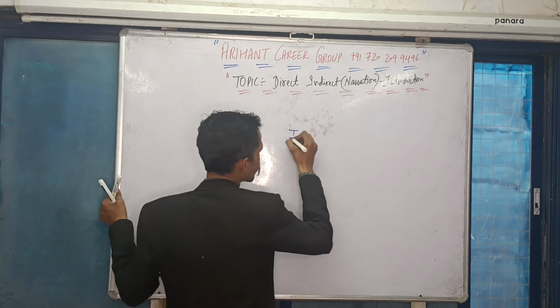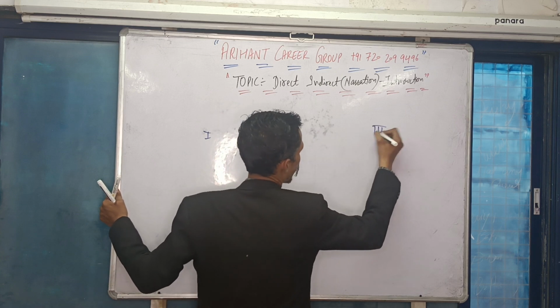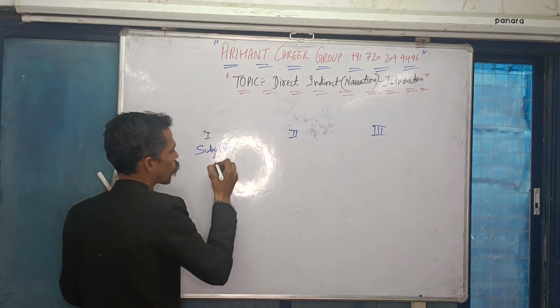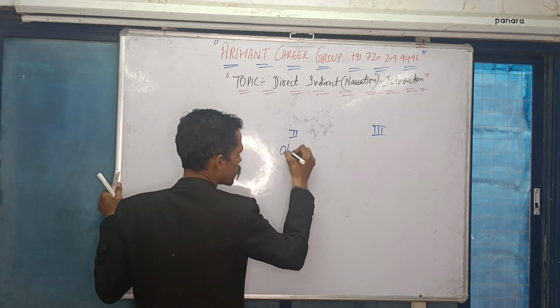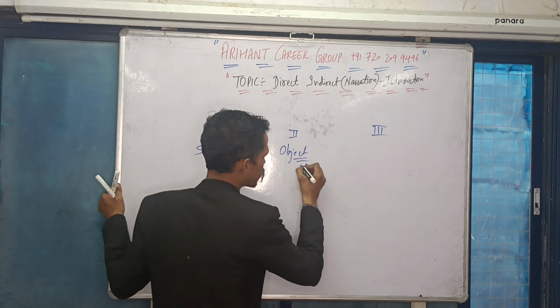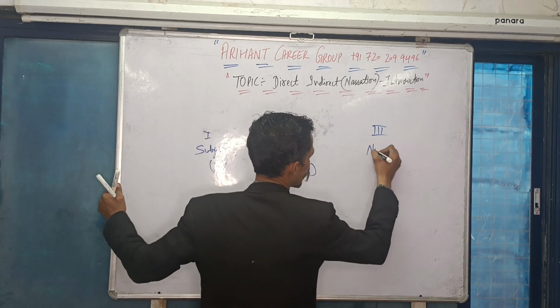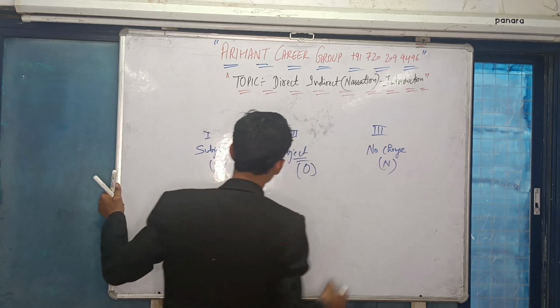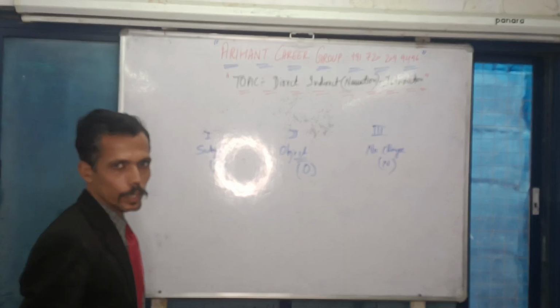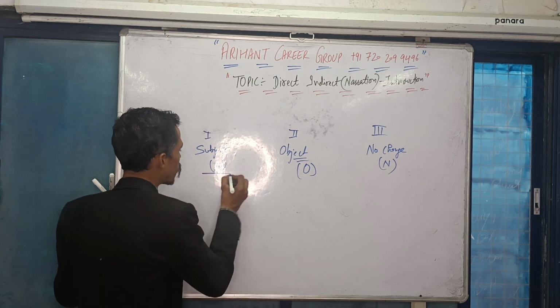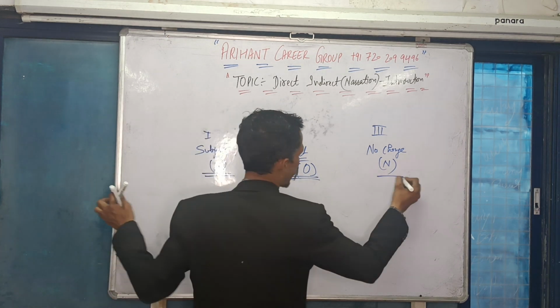First person, second person and third person. First person is the subject, which we also call S. Second person is actually known as object. This is subject, this is object, and this is no change. So you can memorize this formula as the SON, sun formula: Subject, Object, No change.